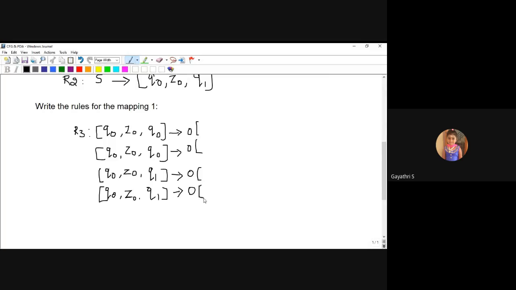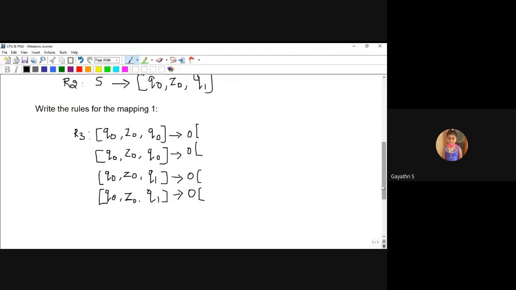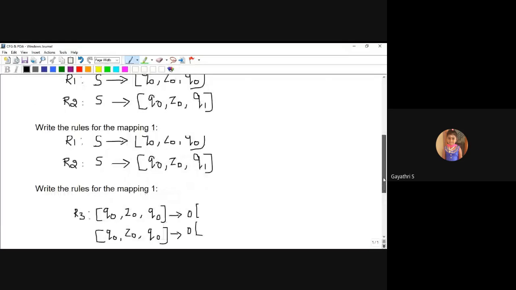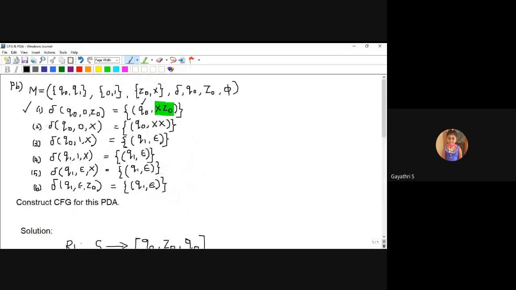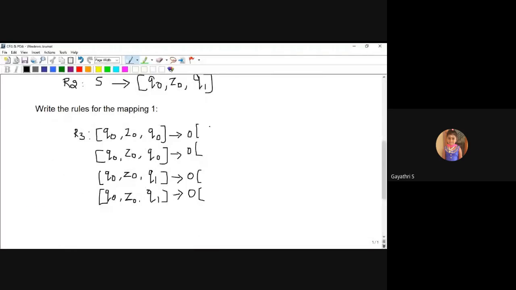Again, I'm going to write triplets. Here, the right hand side starts with q naught. From q naught on 0, it goes to q naught only. So all the right hand side productions start with q naught only: q naught, q naught, q naught, q naught.